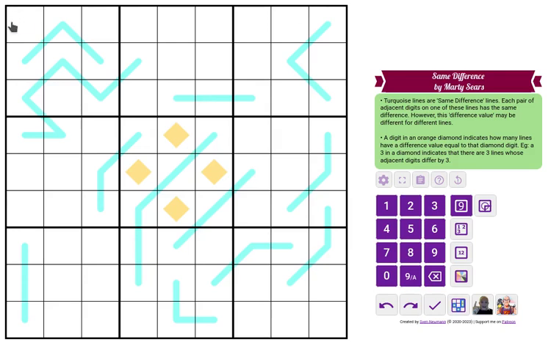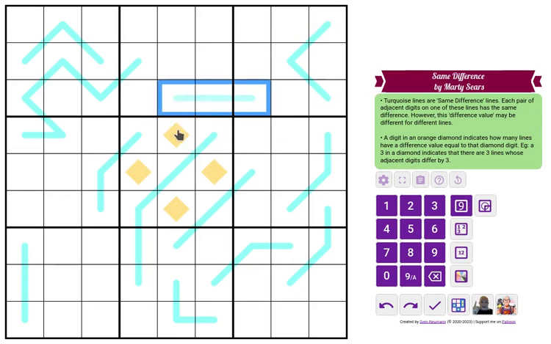For the rules, we have normal Sudoku rules, so every row, column and 3x3 box must contain all the digits from 1 to 9. Then we have these turquoise lines, which are same difference lines, so each pair of adjacent digits on one of these lines has the same difference. The difference between these two cells is the same as these two, and also these. A different line may have a different difference, so it could be 1 here and 2 here, for instance.